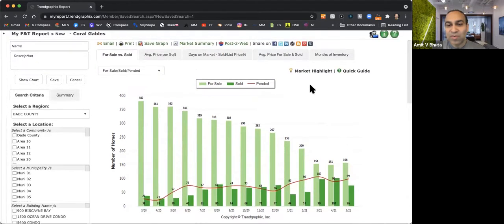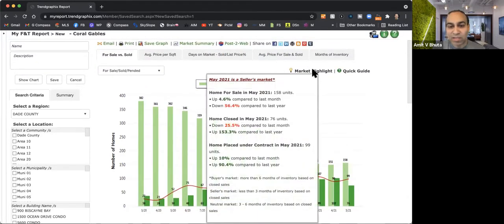So just to make it really easy, we have this market highlight thing, and the best way to look at it is comparing it to last year, and basically homes for sale in May 2021, 158 units.